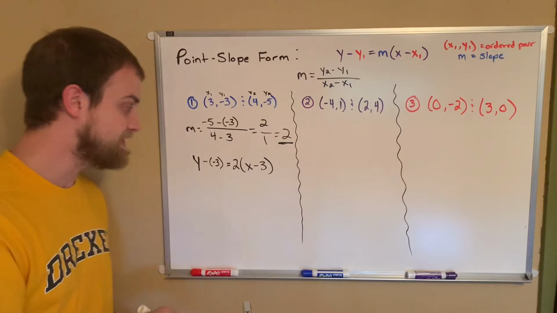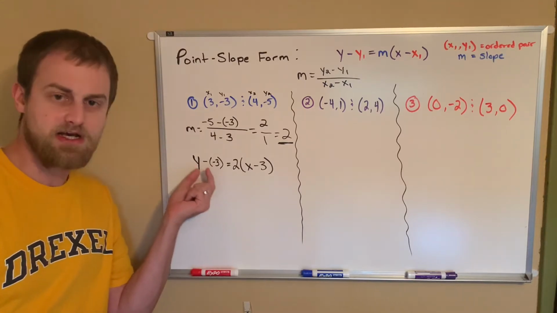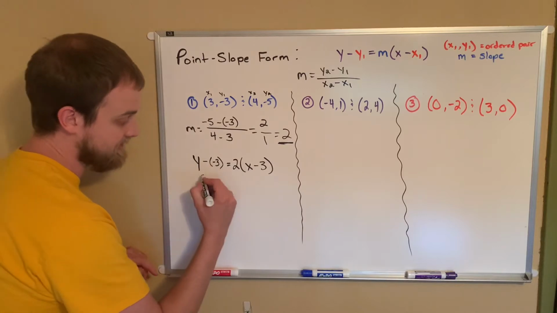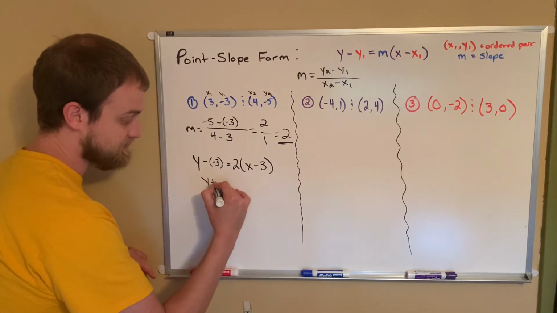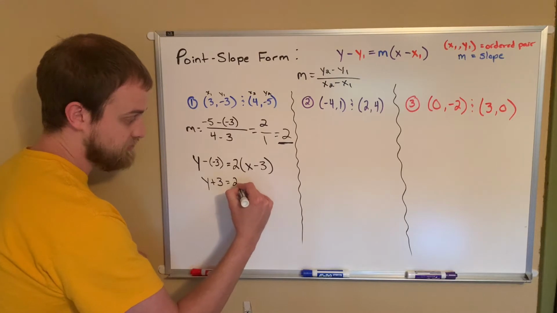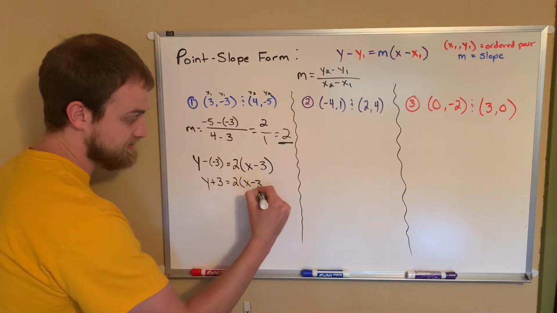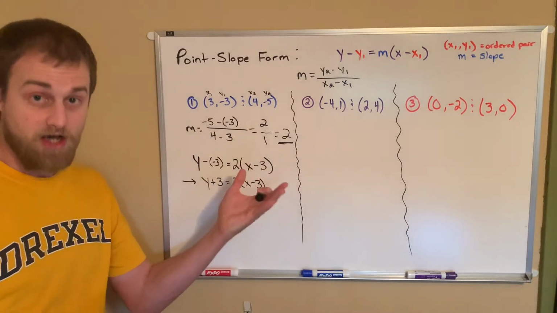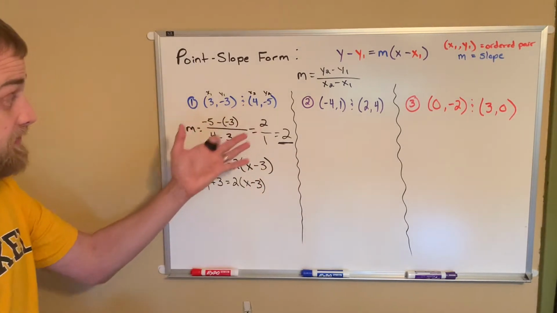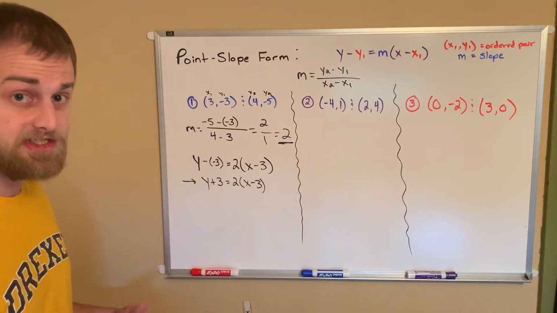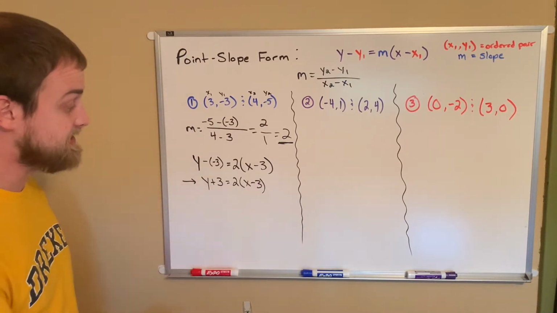If you watch my other videos, we tend to not leave this double symbol here, so we'll clean that up. Minus and negative can be rewritten as plus. So this would be y plus 3 equals 2 times the quantity of x minus 3, and that would be an appropriate answer. Now, we could use the other ordered pair, and even though it wouldn't look the same, it would still be an equation that would represent this relationship.